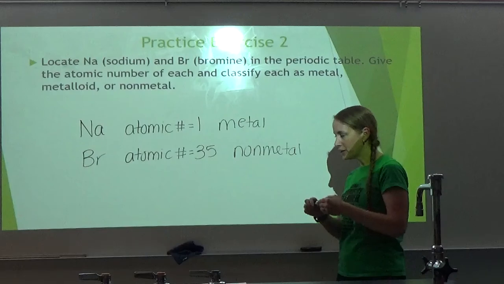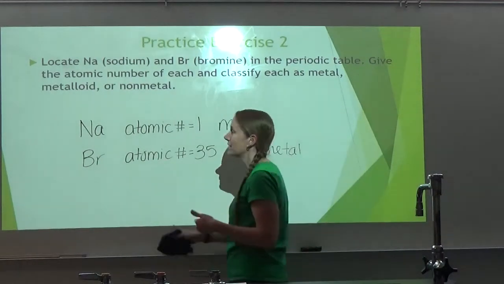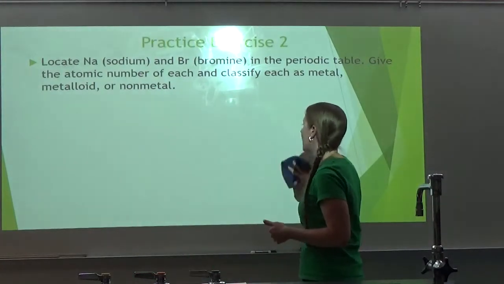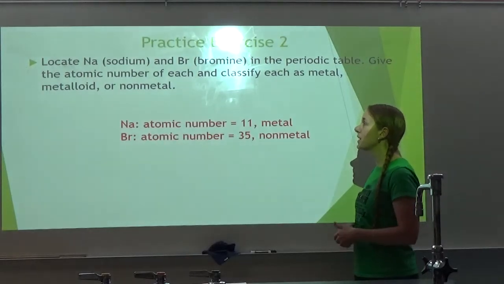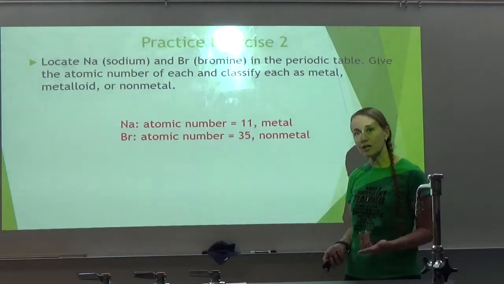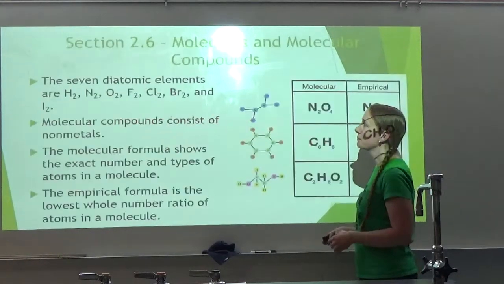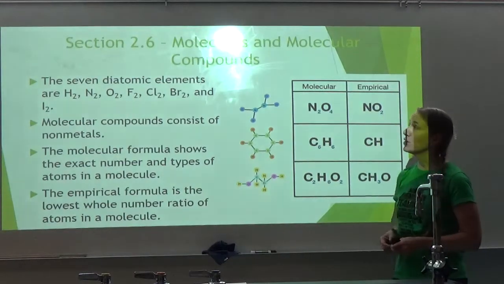So it's very important that you notice the difference in metals and nonmetals, because whether or not something is a metal or nonmetal helps a lot when we get into bonding and things like that, because it helps you figure out what type of bond it would form. It helps you understand periodic trends. Is it more likely to lose or gain valence electrons? Things like that. So, section 2.6, molecules and molecular compounds.